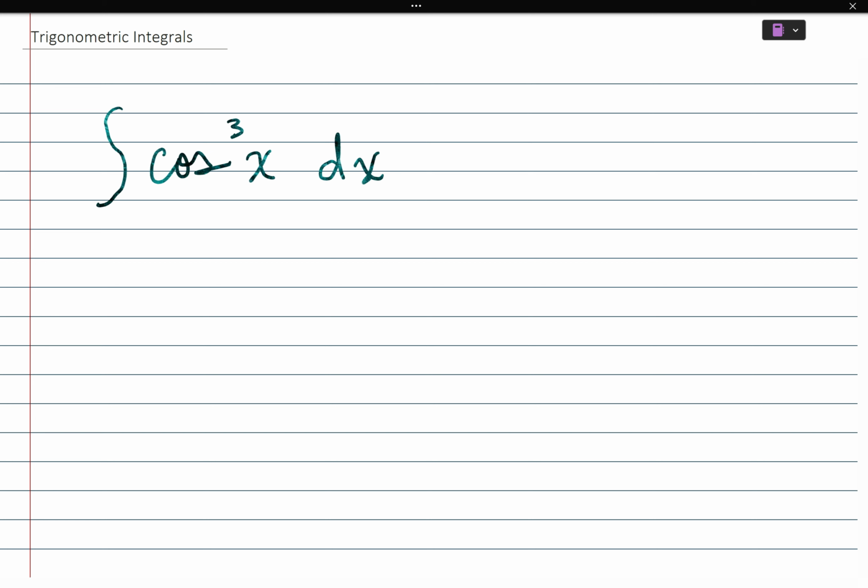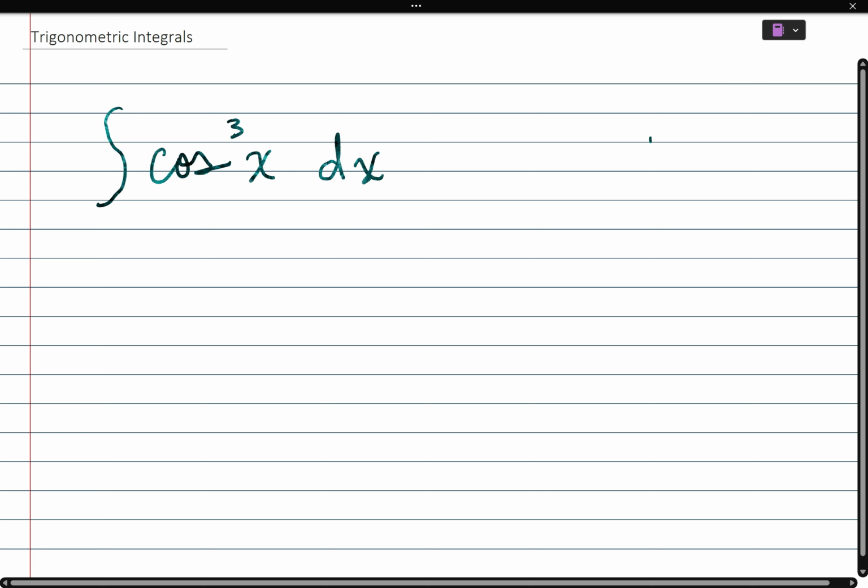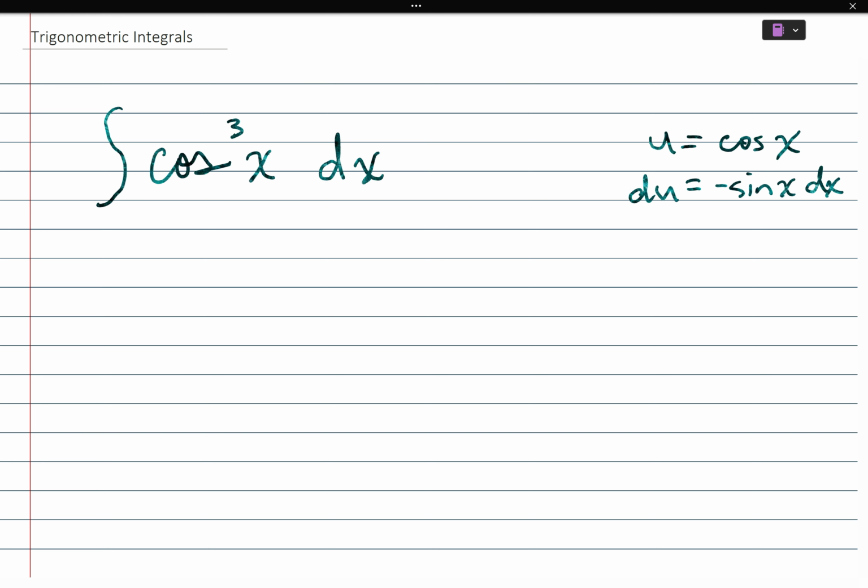So we'd like to use the substitution rule, but if we were to substitute u equal to cosine x, that really wouldn't be too helpful, since du would equal the negative sine x dx. So not much help there, because in order to integrate powers of cosine, we would need an extra sine factor. Similarly, a power of sine would require an extra cosine x factor.